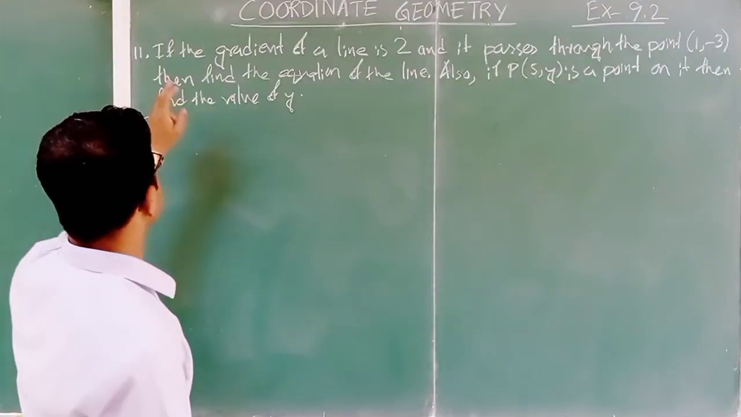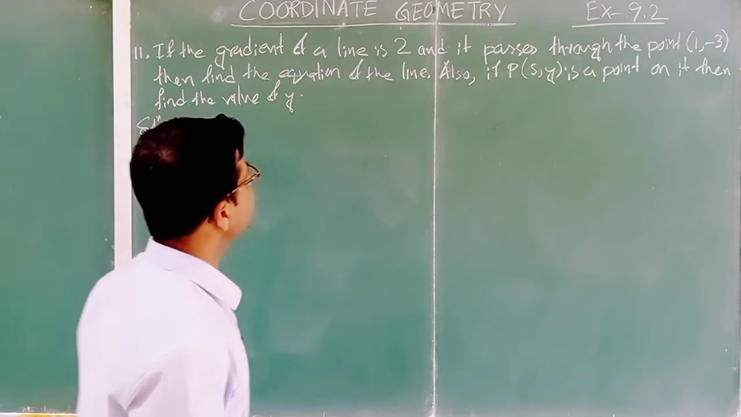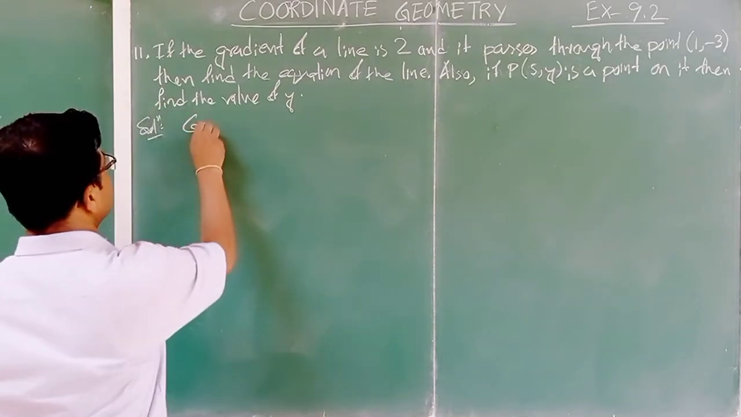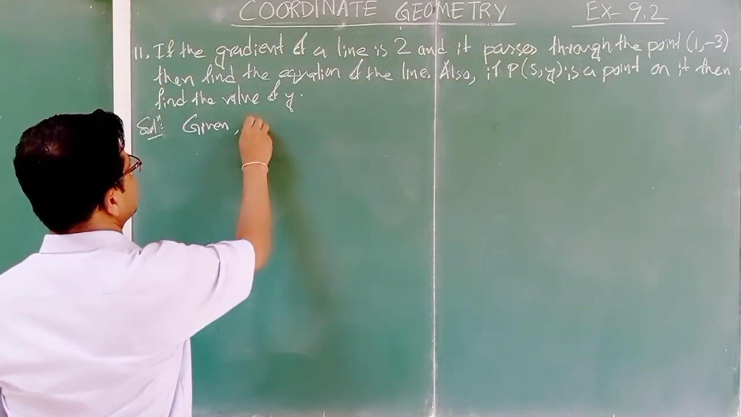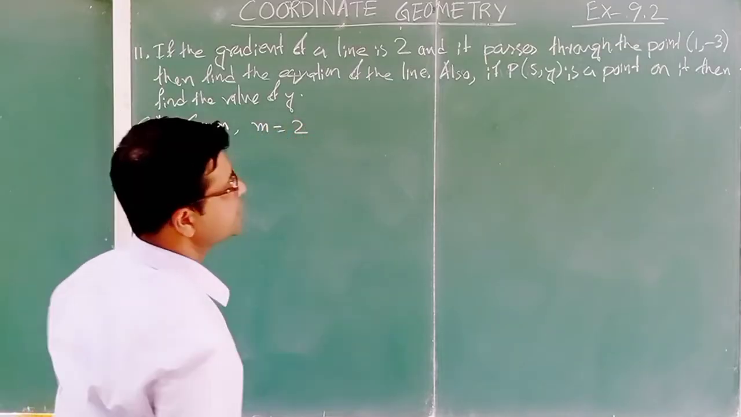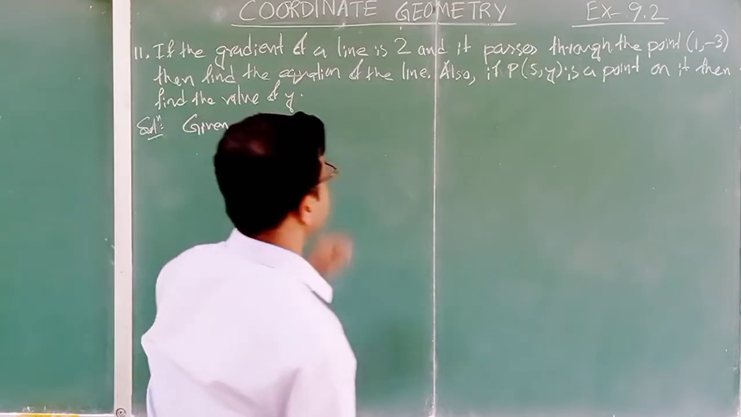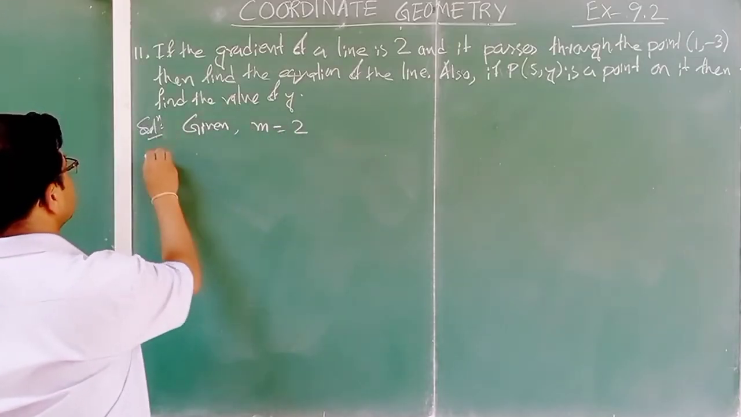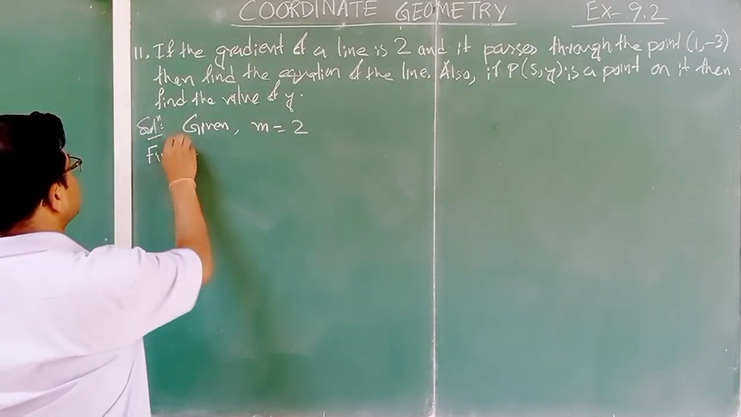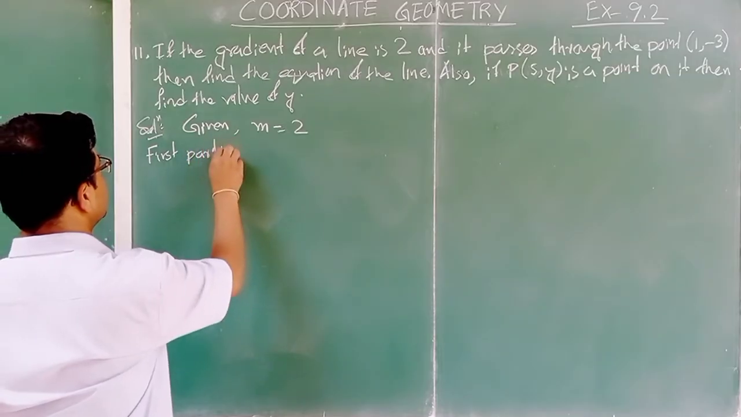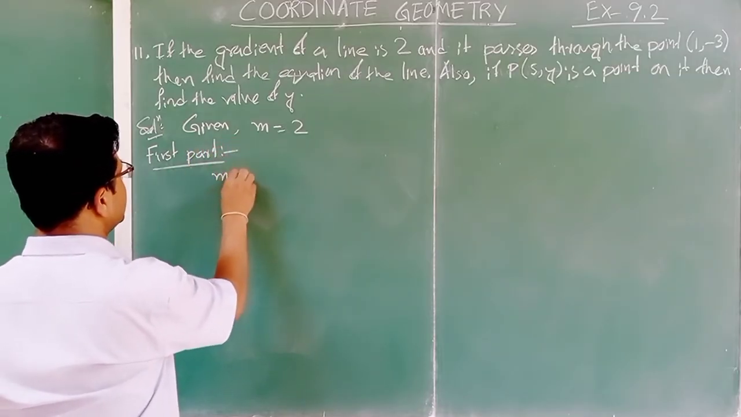Alright, in question number 11, it is given that the gradient of a line is 2. Let us write down: given m is 2, and it passes through the point (1, minus 3), then find the equation of the line. This is the first part. First part we are solving. What is given? m is equal to 2.